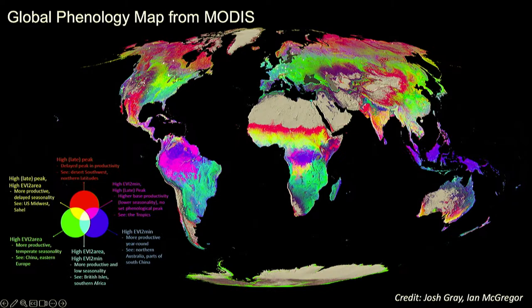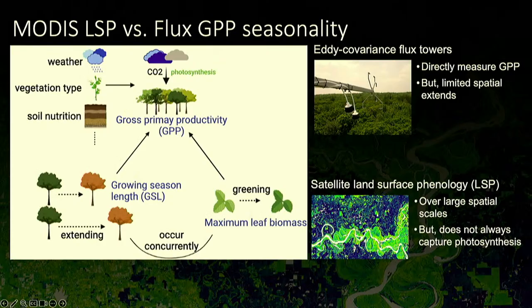I'd like to show this image from Ian and my favorite supervisor, Dr. Josh Gray. This image has a lot of information, so I'm not going to dive into details, but if you're interested, you can ask Ian. I think he's willing to talk about this. The point of showing this map is that MODIS is very good at capturing large-scale dynamics of phenology. We have a bunch of phenometrics here, and it's very nice to see, across the globe, how vegetation is responding to the environment and how its seasonality changes. So that's the introduction to my work.